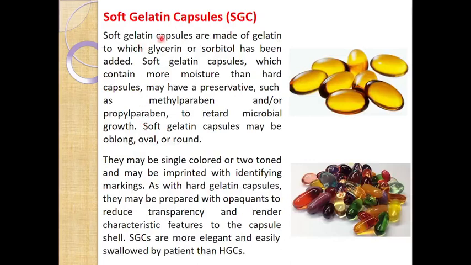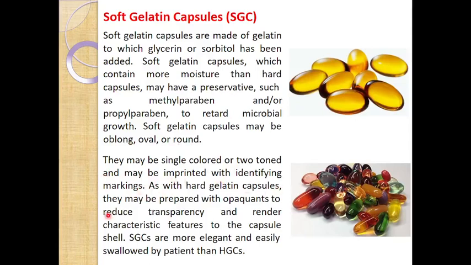Next is soft gelatin capsule. Soft gelatin capsules are made up of gelatin to which glycerin or sorbitol has been added. A soft gelatin capsule contains more moisture than a hard gelatin capsule. It may have preservatives such as methyl paraben and propyl paraben in order to retard microbial growth. Soft gelatin capsules may be available in different sizes and shapes, oblong, oval to round. They may be single colored or two-toned and may be imprinted with identifying markings.